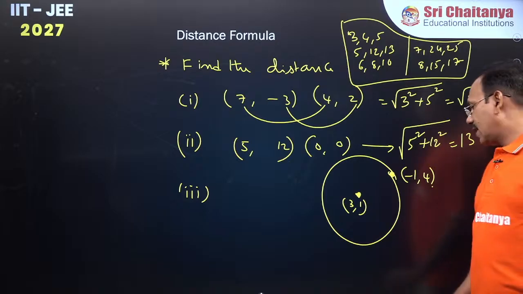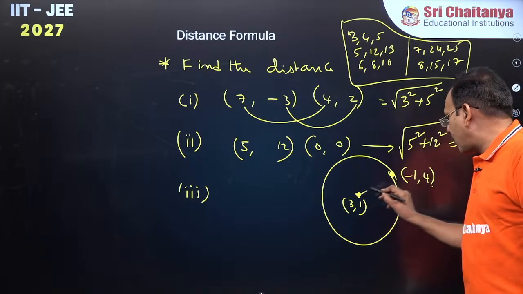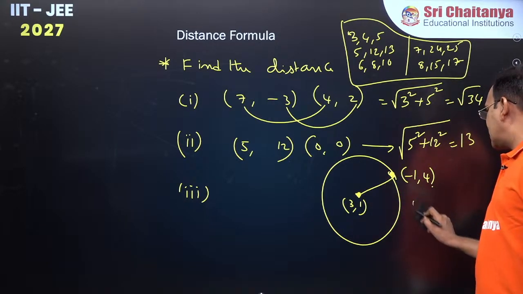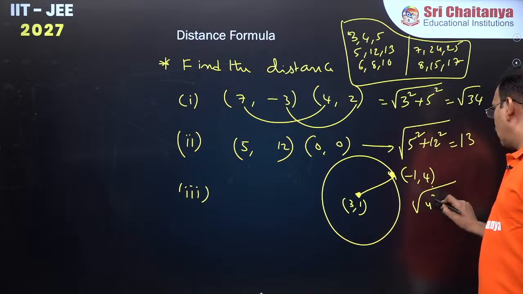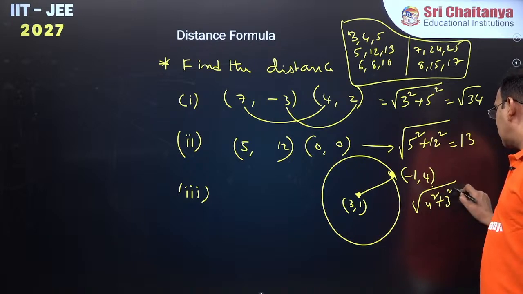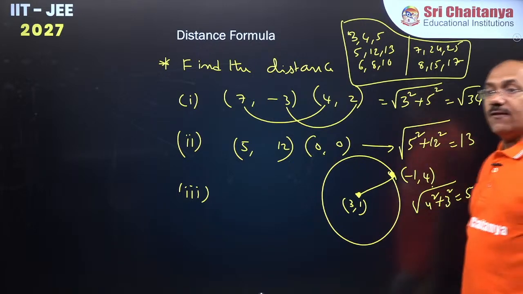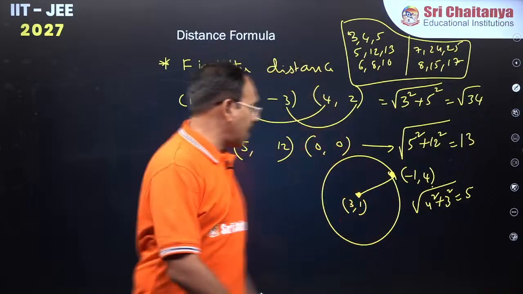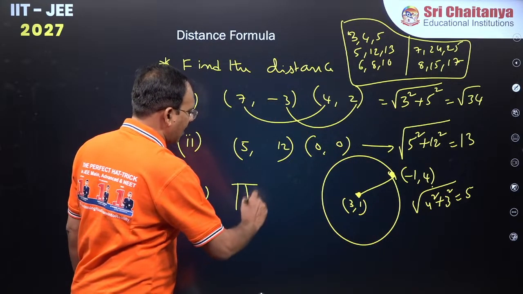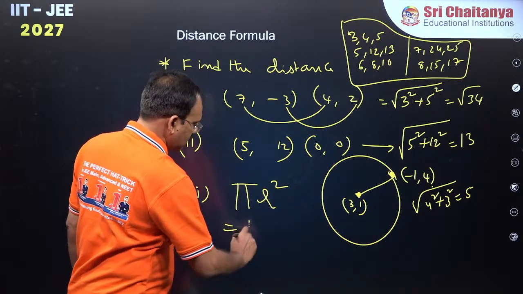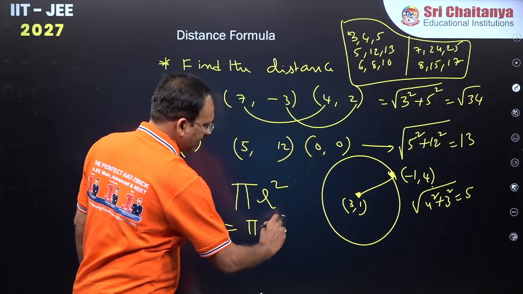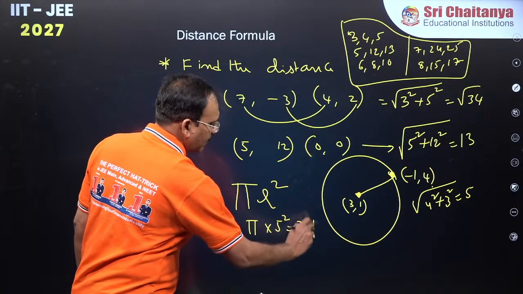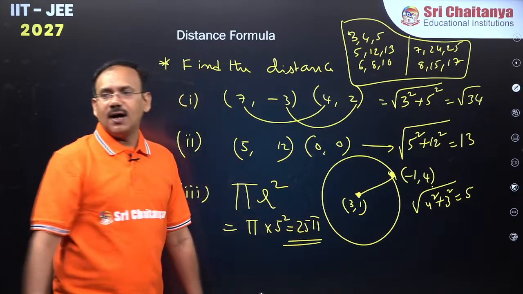First you need to find the radius. Radius is nothing but root of 4 square plus 3 square, which is 5. If radius is 5, area is going to be pi r square, which is pi into 5 square, which is 25 pi square units. That is the answer.